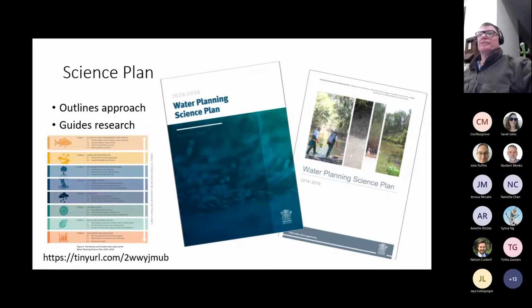The process that we follow is governed and guided by the Water Planning Science Plan, which I'm sure everyone here is aware of and is in its second iteration. We're in the 2020 to 2030 version, the first one being the 5-year 2014 to 2019 plan. And basically it documents the approach I just very quickly went through and guides research to fill knowledge gaps in relation to various themes within that process.